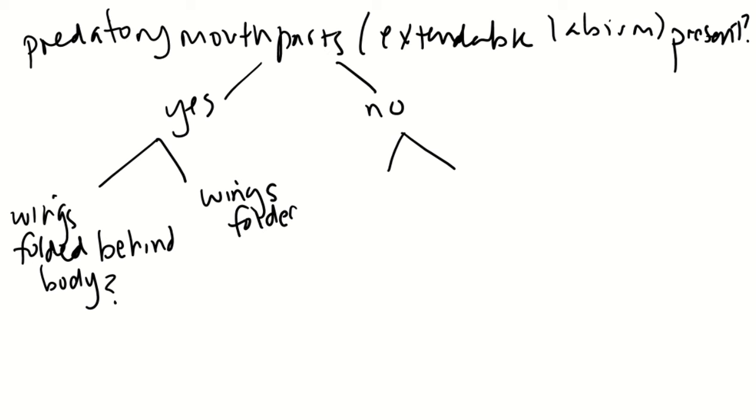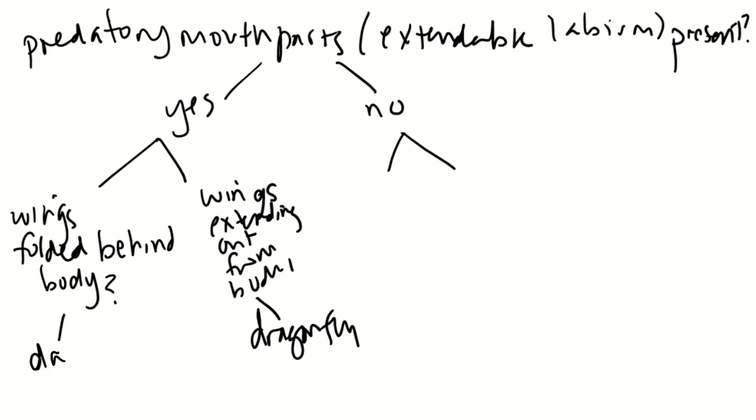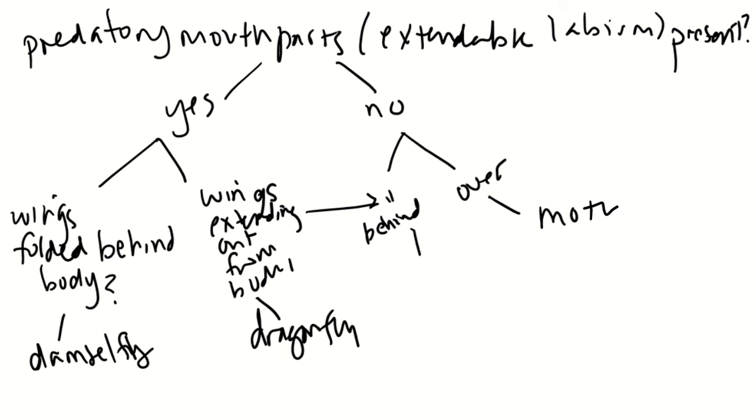Oh, sorry, they're not folded. Wings extending out from body, so that would be the dragonfly. And this would be the damselfly. And then if we go over here to, are the predatory mouth parts absent? Yes. We could actually use the same one: wings folding behind or over the body. And we know this is the moth and this is the butterfly, for the most part. There are some minor exceptions, but in general, that's what we're looking at.